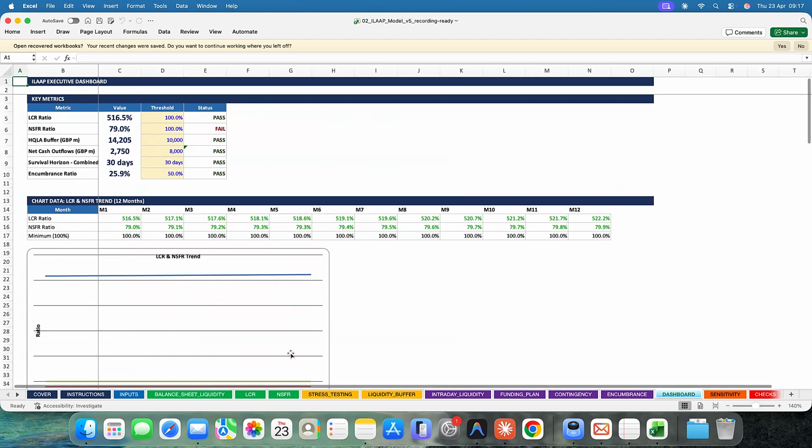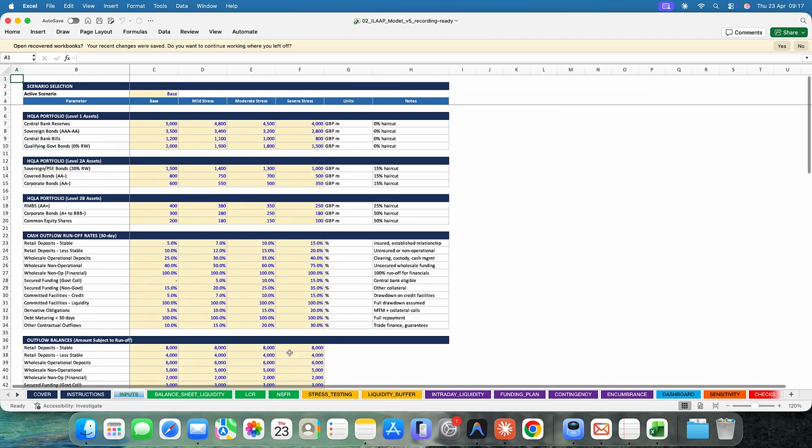One dropdown runs the whole thing. Idiosyncratic, market-wide, combined. I flip it here, and every liquidity ratio, every buffer, every forecast recalculates at once. 30 quarters of projection, updated in a second.